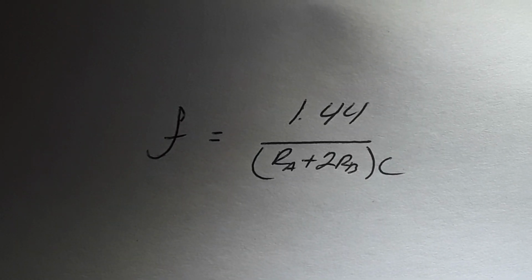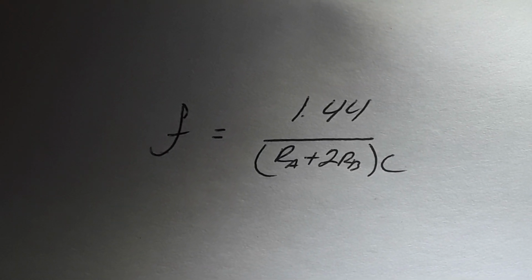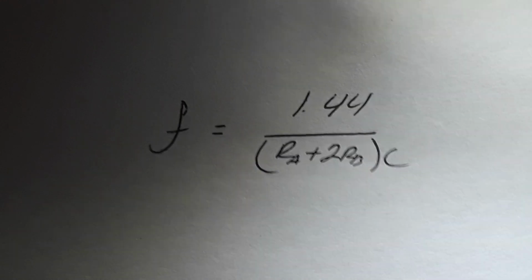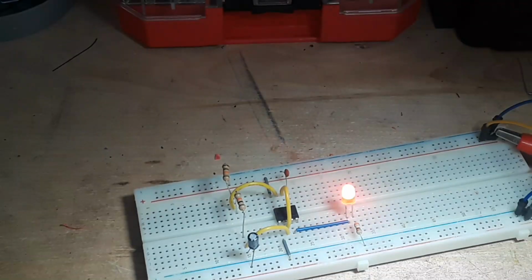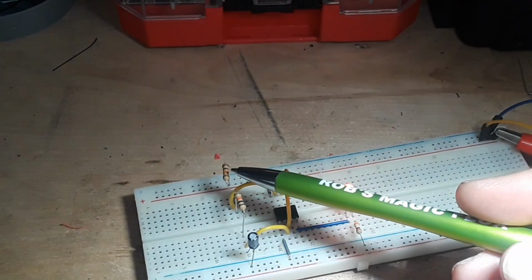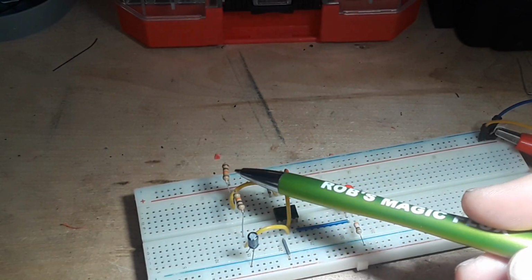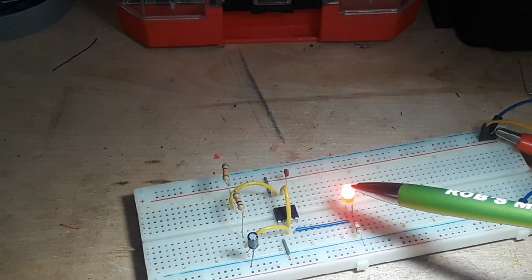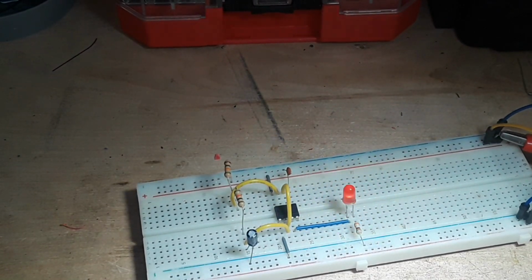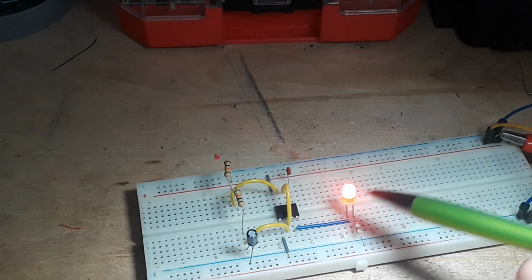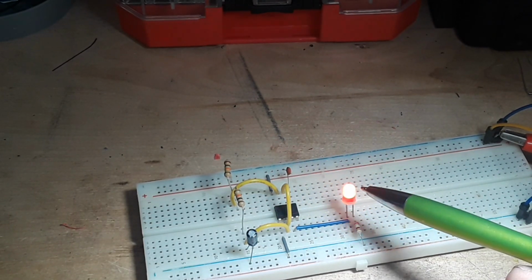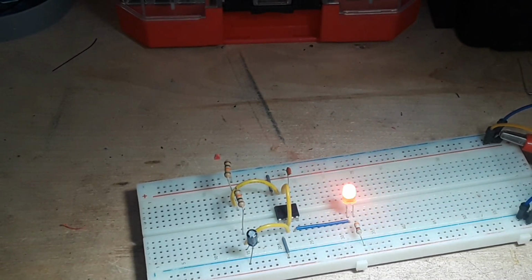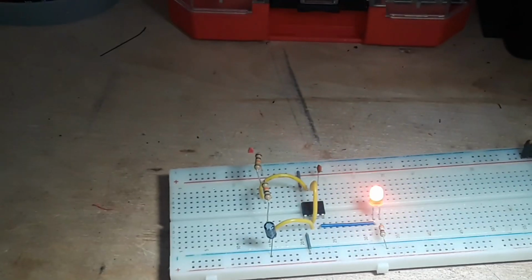Frequency equals 1.44 over RA plus 2RB times C. Now, one thing you do need to keep in mind is with equal resistors, these are both 10K, you're not going to get a 50% mark space ratio. It is going to be skewed somewhat, probably about 2/3 to 1/3. And the way we can figure out the time high and the time low are with a couple of other simple formulas. Let me show you those.